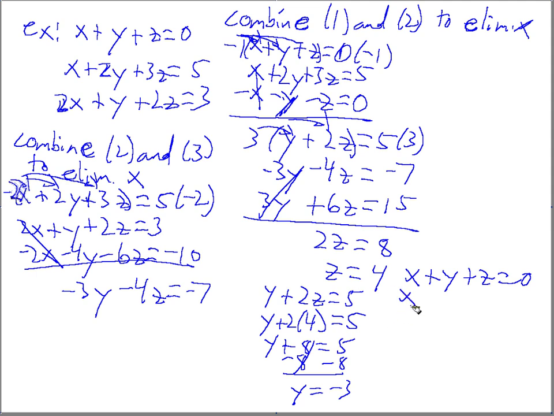So x plus y, so x plus negative 3, all right, plus z, so plus 4 is equal to 0. So negative 3 plus 4 is what? Positive 1. So x plus 1 is equal to 0. So obviously x will be what? Negative 1 if I subtract 1 on both sides here. That's a negative 1 there. Sorry about that. All right.